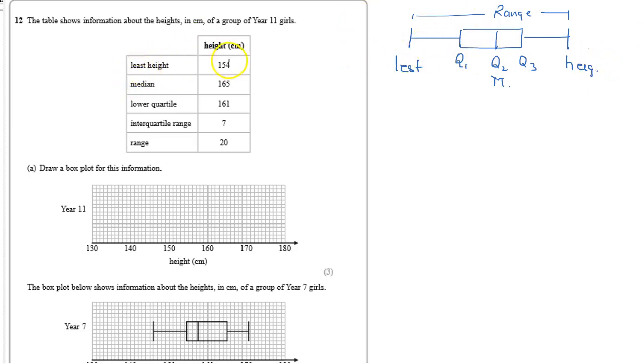Now let's take this. Least is 154, okay. Median is 165, so this is 165. Lower quartile is 161, this is 161. Interquartile range is 7, means from here to here it is 7. So this is 161, so this will be 168. This is 154 and this range here is 20, so this total will be 154 plus 20, that is 174.